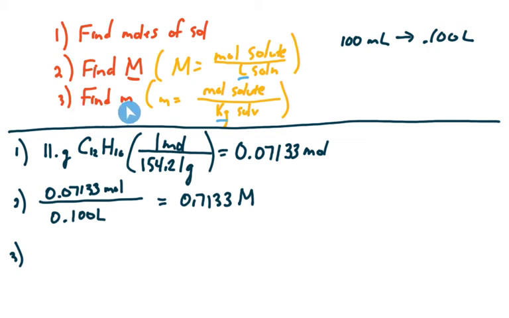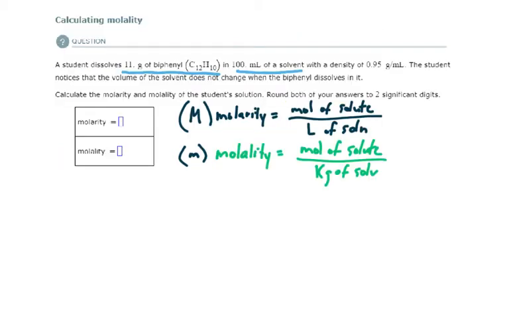Okay, so now that I have that, I can move to finding the molality, which is here in step 3. Well, what do I need to find molality? I need moles of solute. We have that. I need kilograms of solvent. Well, let's go back to the information. They give me the volume of the solvent, but not its mass. Well, I have a problem. How can I get the mass of the solvent? I can get the mass of the solvent because they give me the density of the solvent.